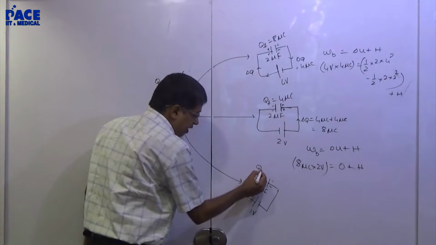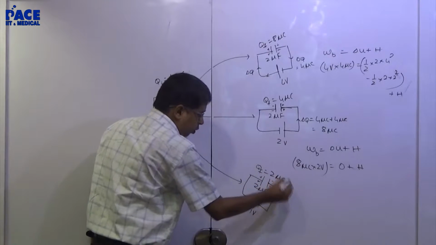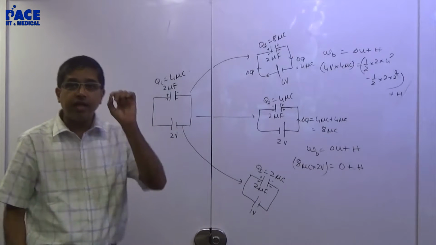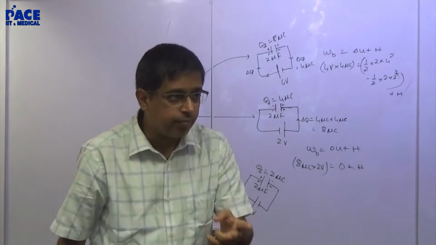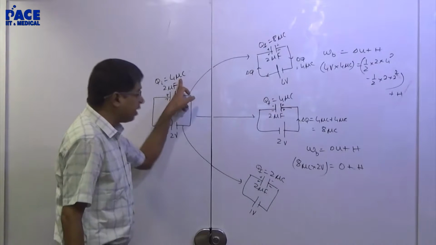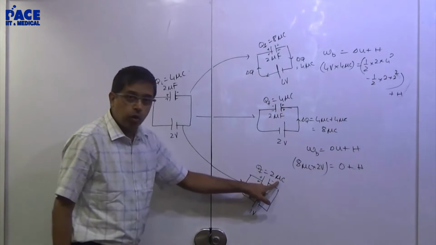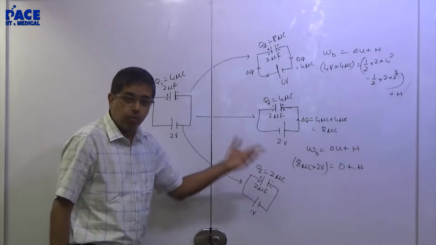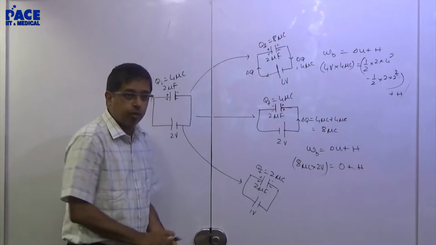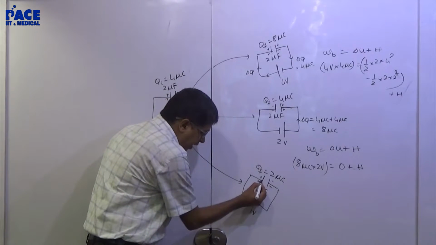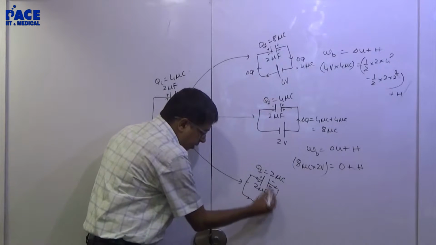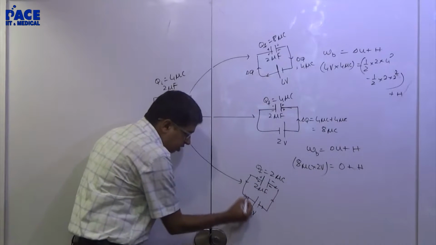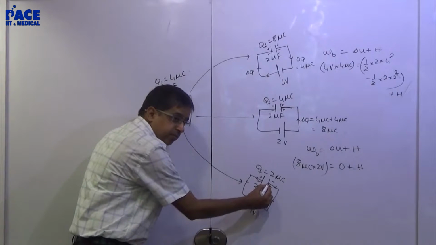Now what should the final charge be on it? 2 microcoulombs. You cannot create charge. Neither is the battery a source nor a sink. So out of the 4 microcoulombs, 2 microcoulombs should remain on the capacitor. What happens to the balance 2 microcoulombs? From this plate, you will see the balance 2 microcoulombs coming back into this. The positive will go and nullify the negative.